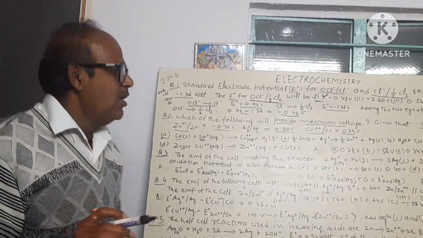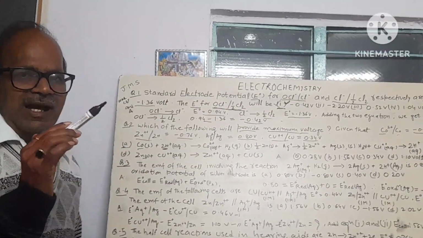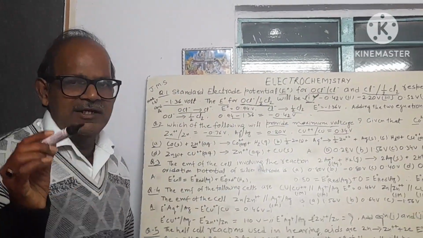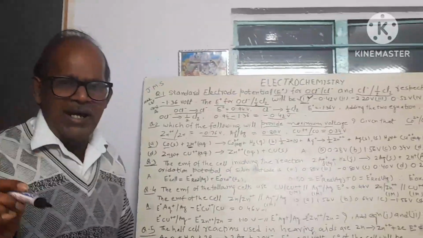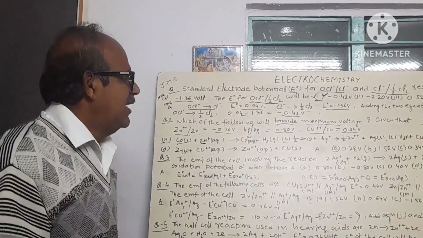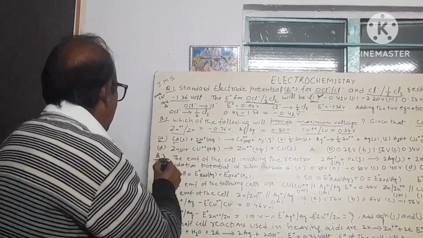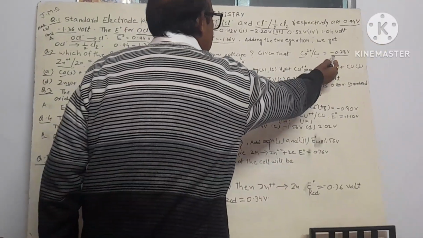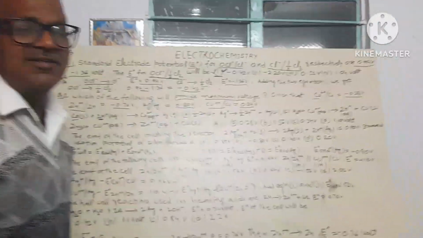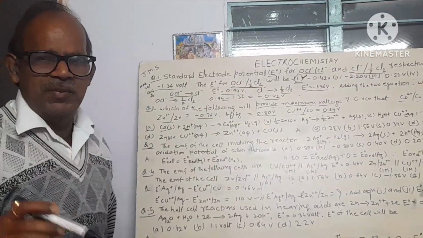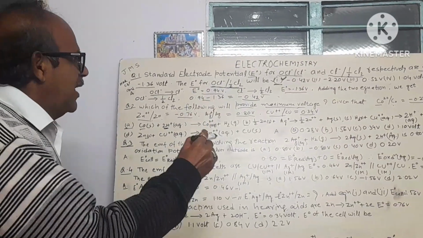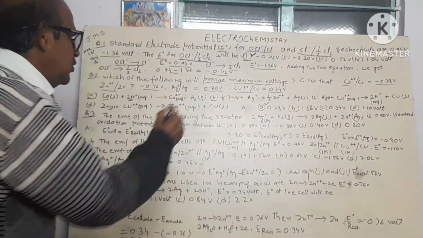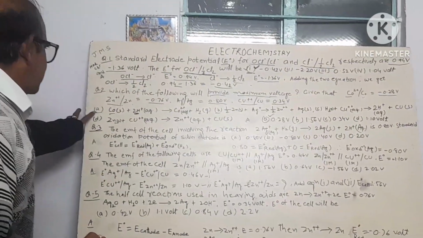Okay. Now here you will write E cathode minus E anode. The cathode is hydrogen, so its value is 0. 0 minus, and in brackets the cobalt reduction potential, minus 0.28. Then minus and minus make plus. So 0 plus 0.28, finally you will get 0.28 volt for the first cell.